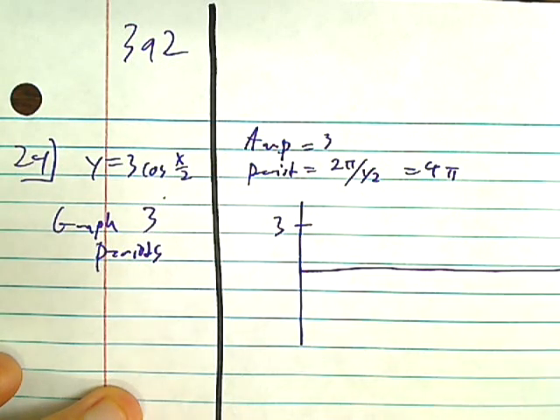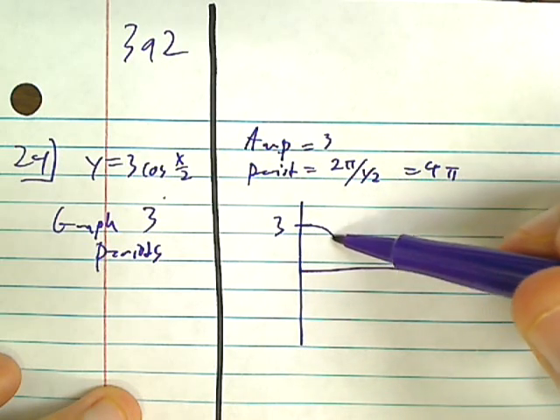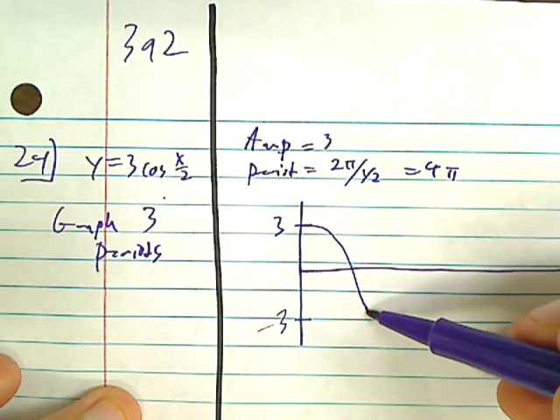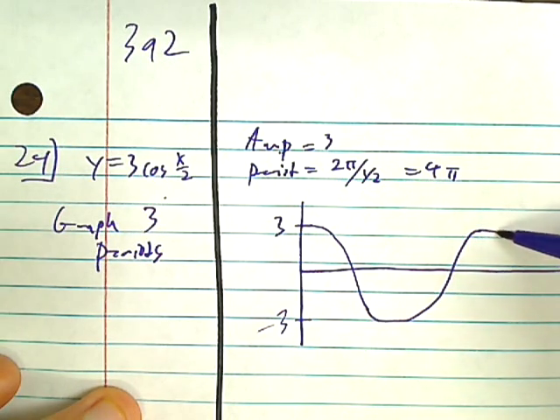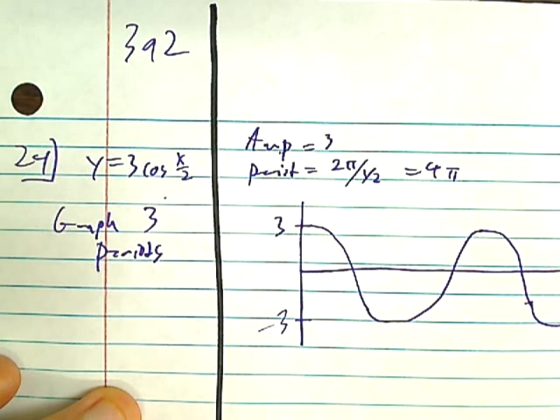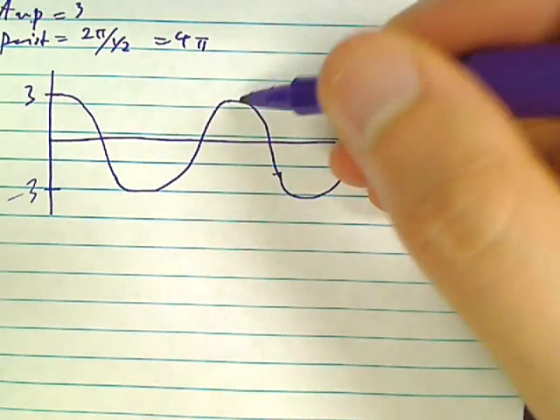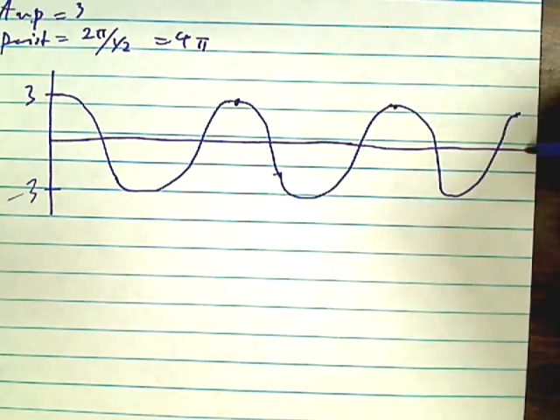Okay, so let's graph 3 periods. So down to -3, and then up. That's 1 period. 2 periods, and 3 periods. Okay, and so 3 copies of the graph. That's where the first one ends. That's where the second one ends. I have to kind of scrunch it in there a little bit at the end.